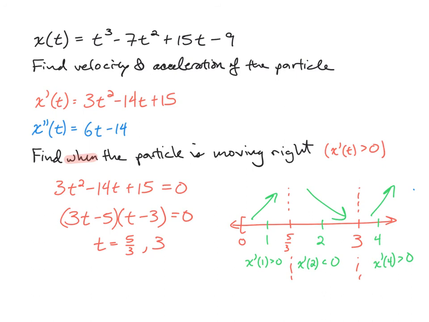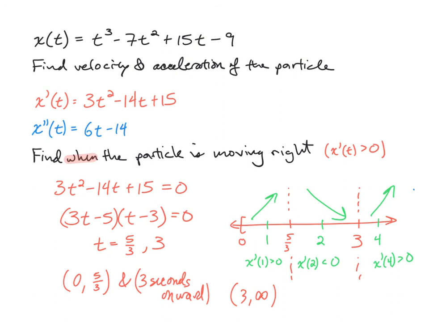So the intervals here would be from 0 to 5/3, and from 3 seconds onward, which we could represent as 3 to infinity. So it's just going to be forever moving to the right after a certain point in time.